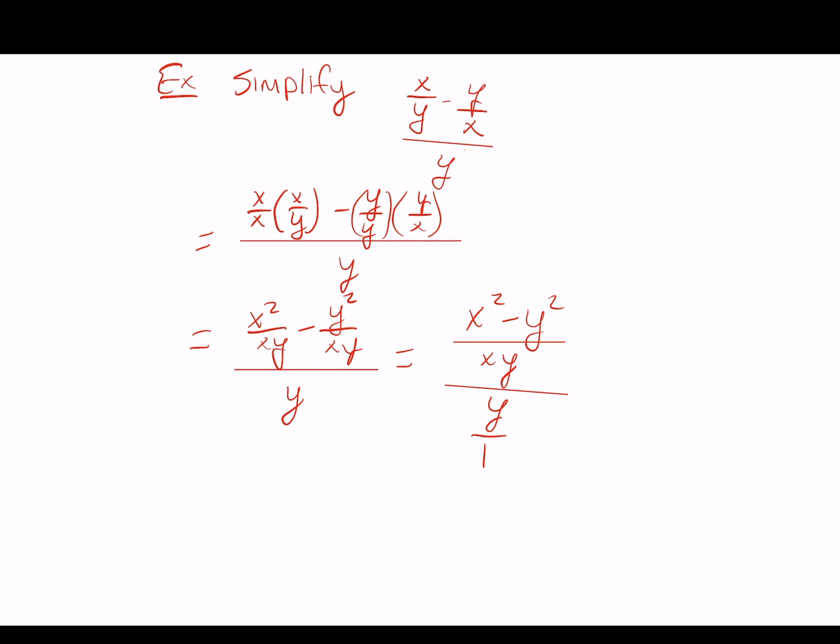So we have a rational expression divided by a rational expression. So let's rewrite that as x squared minus y squared all over xy, divided by y over 1.